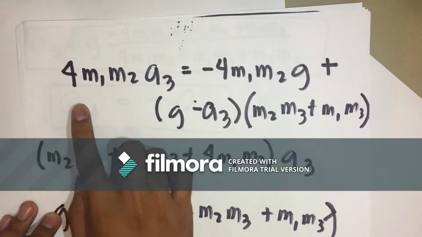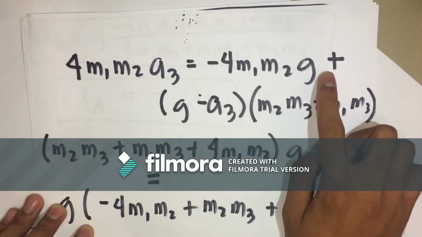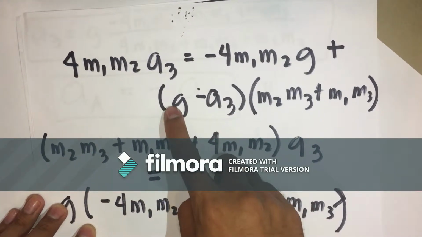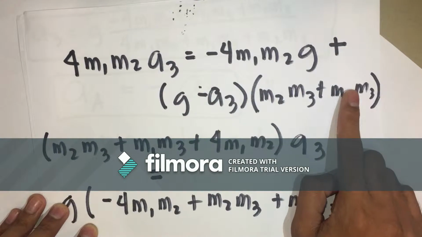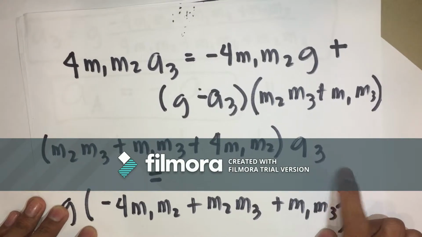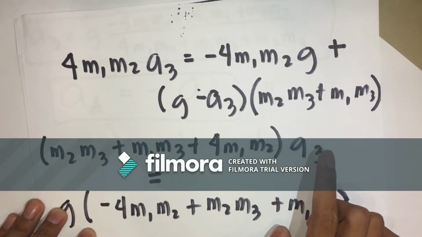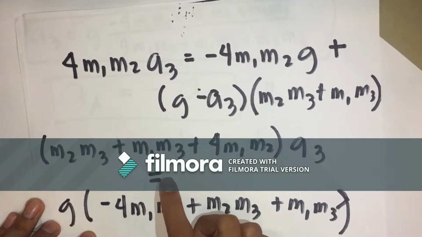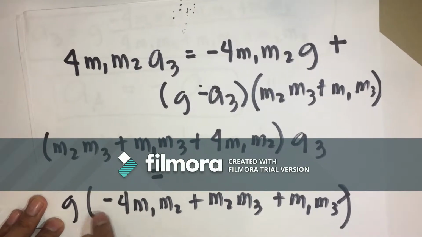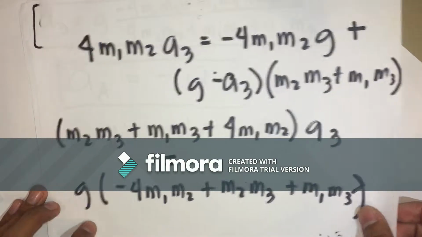So next, we can see that here we have A3, here we have a G and an A3. So we'll use distribution, and then we'll get this M2 times M3 plus M1 times M3 plus 4M1 M2 times A3, which will become then equal to gravity times negative 4M1 M2 plus M2 M3 plus M1 M3.